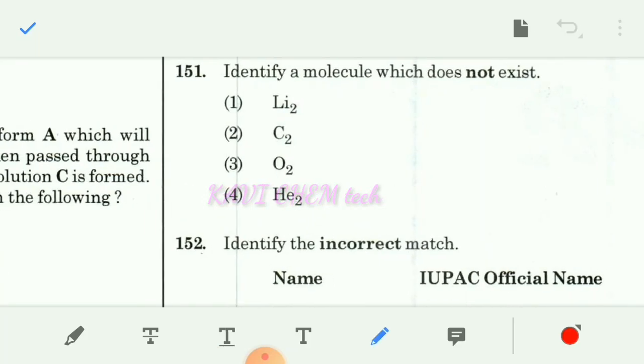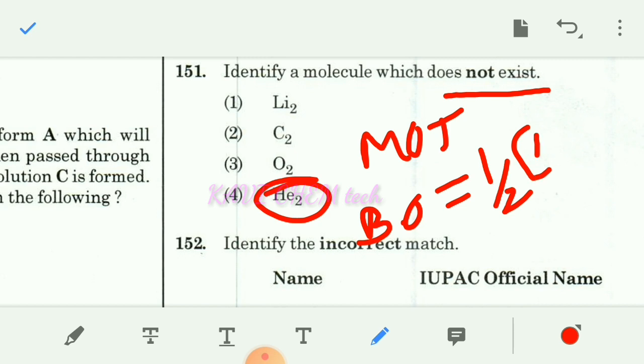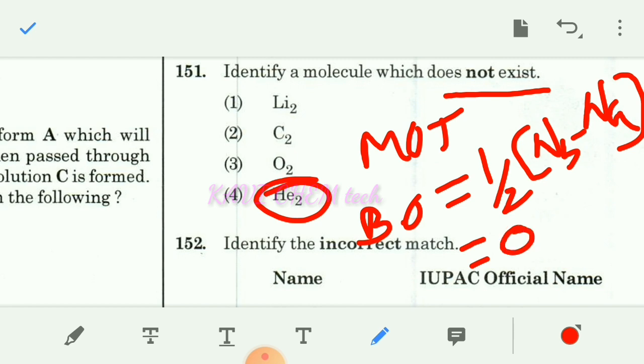Next one, identify the molecule which does not exist. Answer is He2, because when you write MO theory, if you find the bond order, bond order for this MO will be 1/2 (Nb minus Na). Okay, so the number of electrons in bonding and anti-bonding, both are 2. So 2 minus 2 is 0. So bond order is 0. Bond order is nothing but the number of bonds between the two atoms. Bond order is 0, so there is no bond between helium atoms. So He2 does not exist.